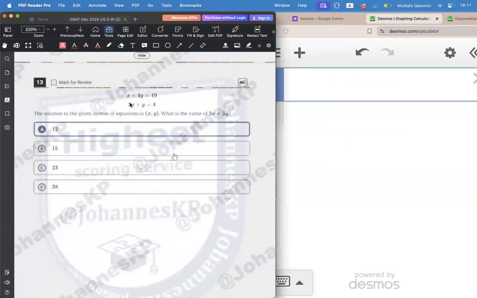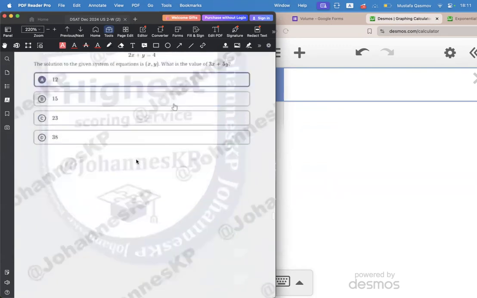Okay, for this question, if we add it, it will be 3x, 5y and 23. C.